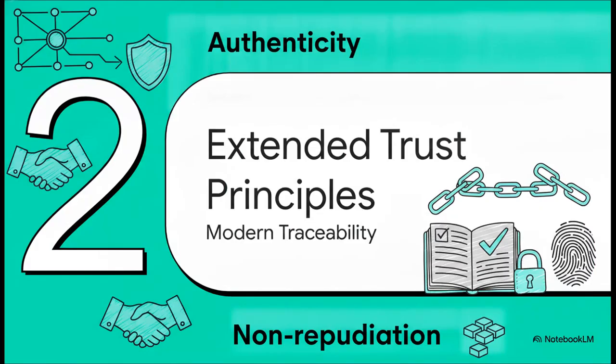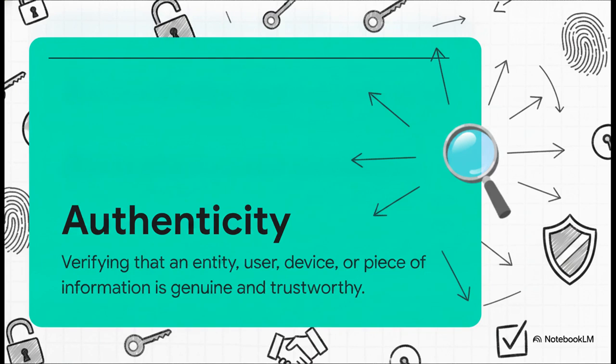Section 2. The Extended Trust Principles. Authenticity, accountability, and non-repudiation. All right, well, the CIA triad is the core. Our first extended principle modernizes this whole framework. It provides the absolute traceability and legal assurance that is strictly required in today's complex digital ecosystems.